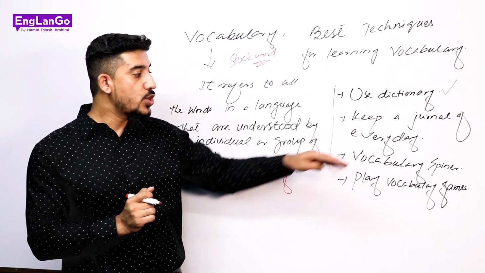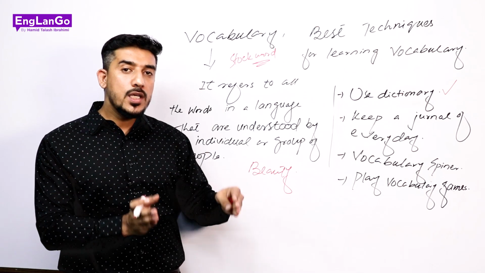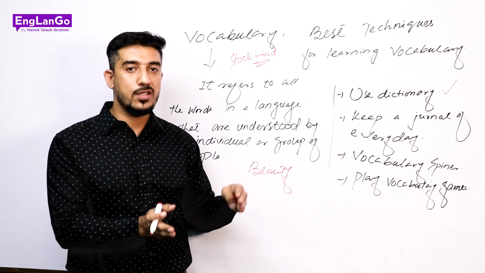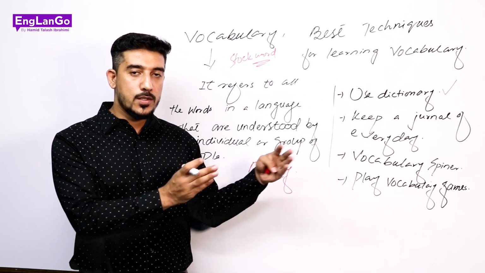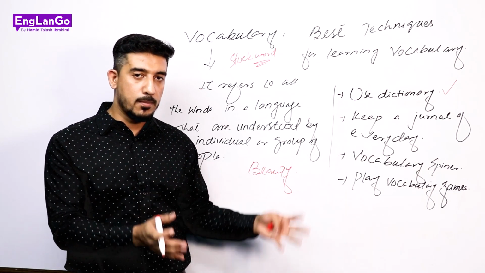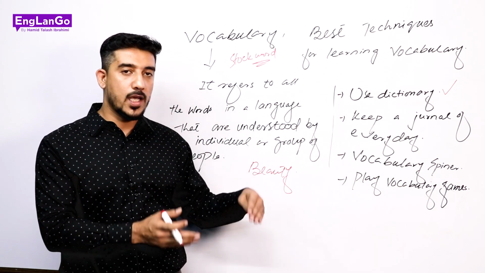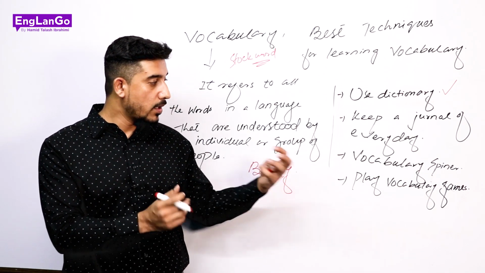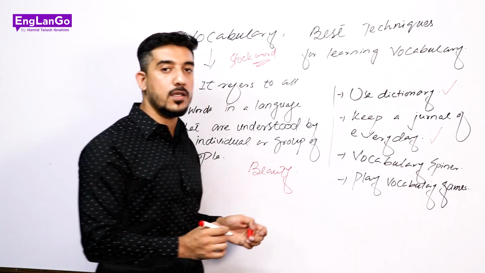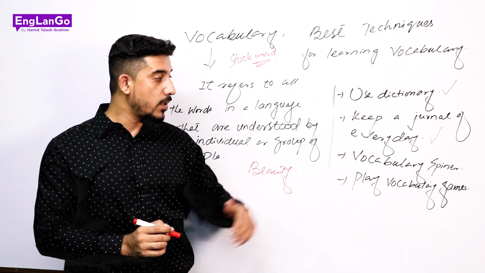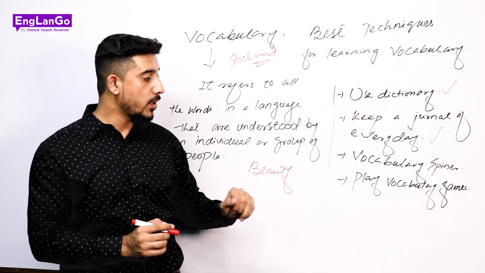Besides that, keep a journal every day. You need to have a journal where you could note down your words, write down the meaning of it, draw it, and make sentences with it. And then you'll be able to act on it and learn it. Now, keeping a journal is very important if you want to enrich your vocabulary and learn the vocabulary.